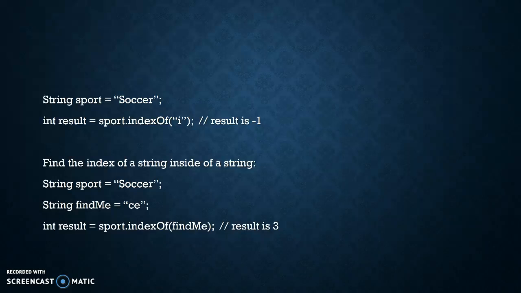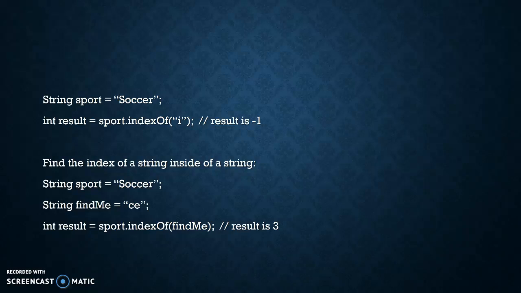Well, what if you had a letter that you were looking for the index position of that didn't exist? So again, using sport, which has a value of soccer as our example, if I take sport.indexOf and I look for a lowercase i, I can tell visually that there's no i in soccer. So Java would return a -1 indicating that the i is not a part of soccer.